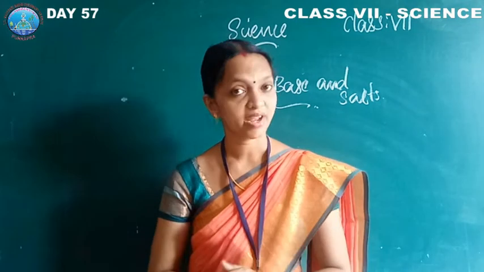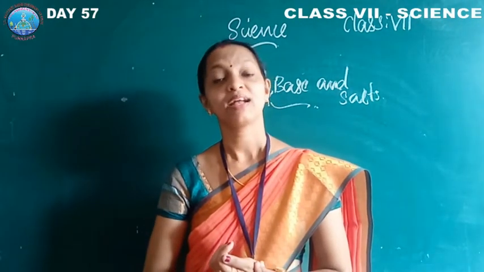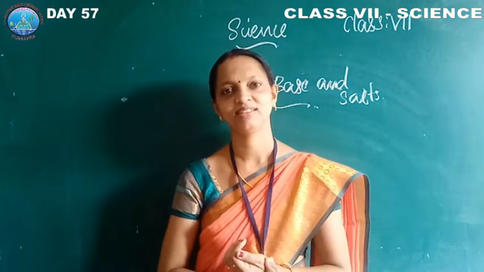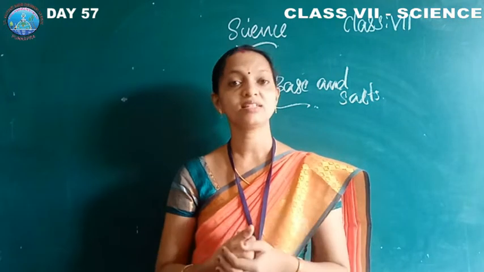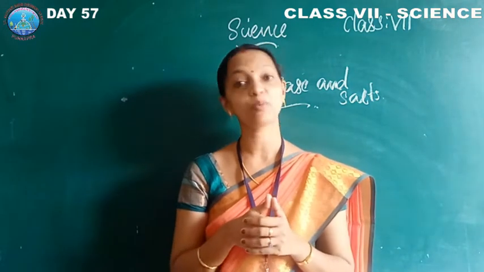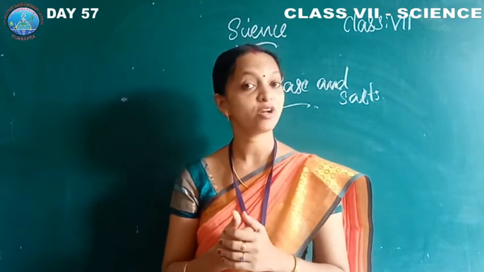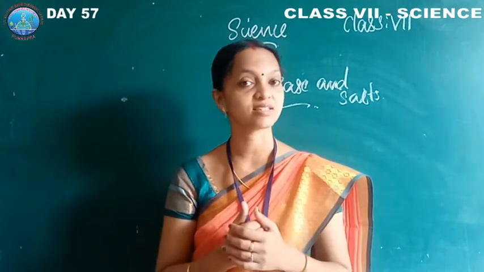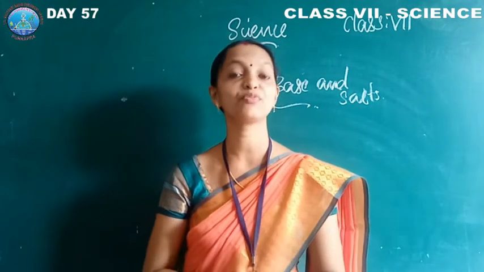When an ant bites, we can apply some calamine lotion. It contains a base. When an ant bites, the ant injects an acid into our body, that is formic acid. And this base, calamine lotion, a solution containing a base, neutralizes the effect of this acid. It is one example of neutralization.